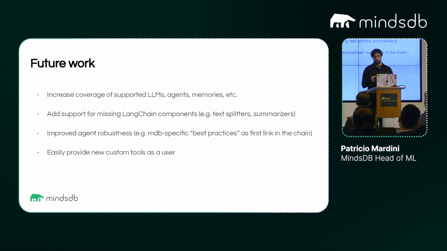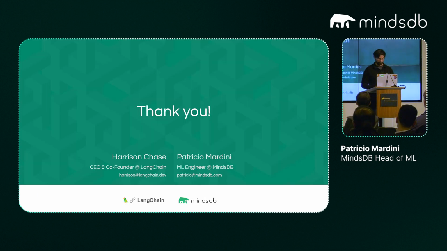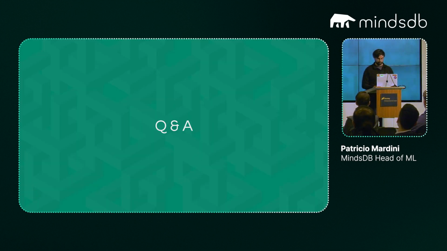Agent robustness is a huge one. Prompt templating is pretty much an art right now, and we want to elegantly deploy best practices for interacting with MindsDB through LangChain. And finally, there should be an easy way for us to provide custom logic as new tools, which is really powerful in terms of opening up the doors to these large language models that we know are so awesome. So, thank you very much. I'm opening it up now for Q&A.